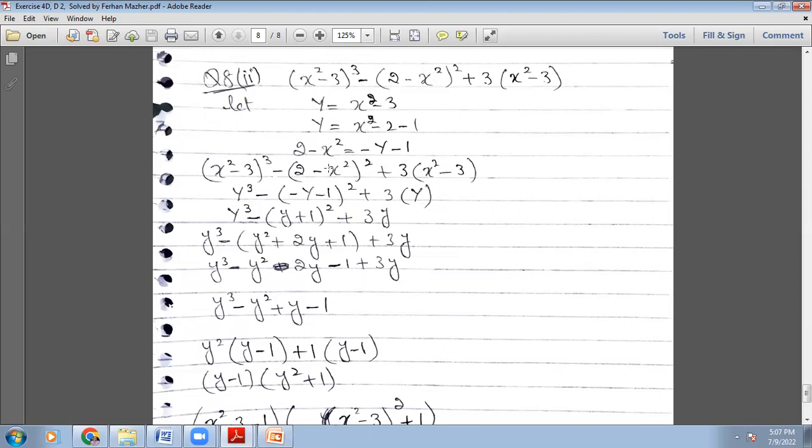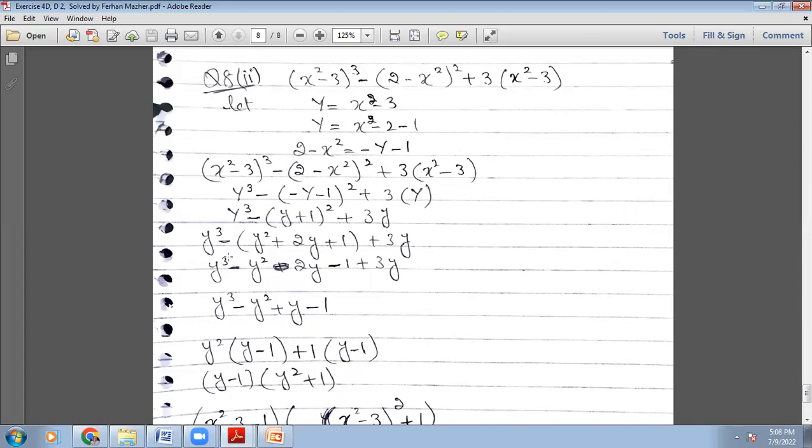So I will substitute these values in that original expression. Here in the place of x² − 3, I will write y, and its cube, minus (−y − 1) whole squared, plus 3y. Now this will be y³. If I take the negative out, that negative has a square on it, so it becomes positive: y + 1 whole squared. I have taken the minus 1 out, but due to the square it has no effect, but inside the signs have changed, plus 3y.